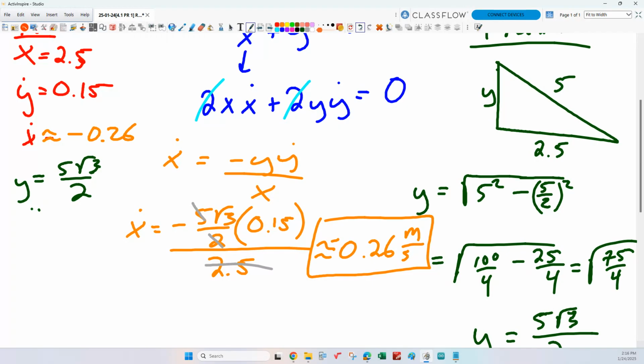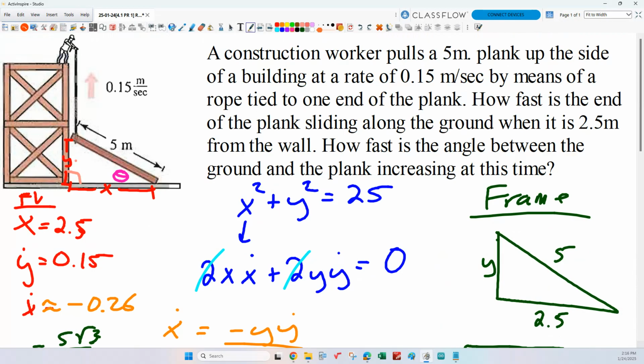Okay, now we're trying to find theta dot. So what should we do for theta dot? Well, we could do tan theta equals... We could. We could do tangent theta. I'm going to claim maybe there's a better one we could do. Sin theta equals y over x. What's going on? Let's take a test and see.